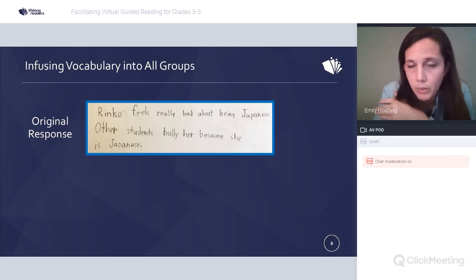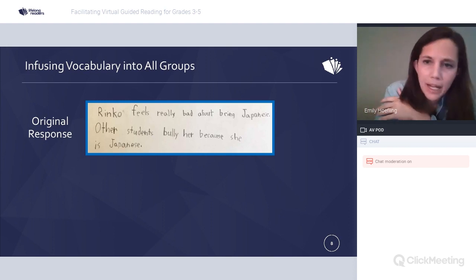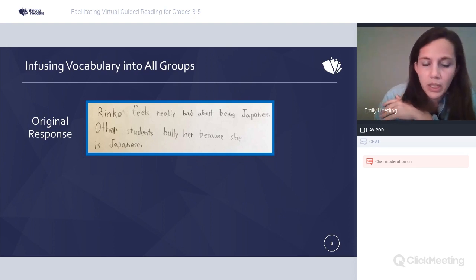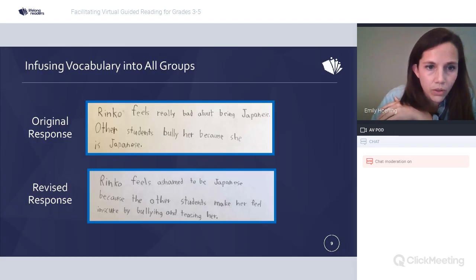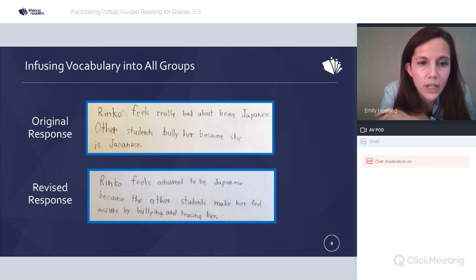So what I did with this particular group, I said, friends, here are some vocabulary words that might be able to help you. And I ran through 7, 8, 9 words and then gave everybody a chance to revise their responses. So same student, 5 minutes later, here's what he wrote. Rinko feels ashamed to be Japanese because the other students make her feel insecure by bullying and teasing her.